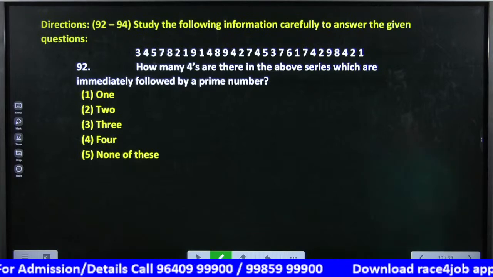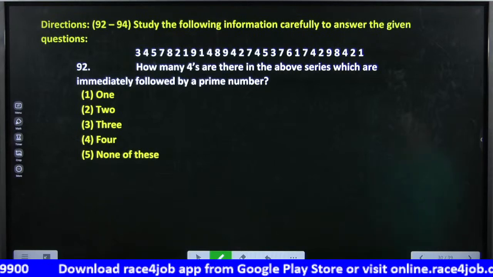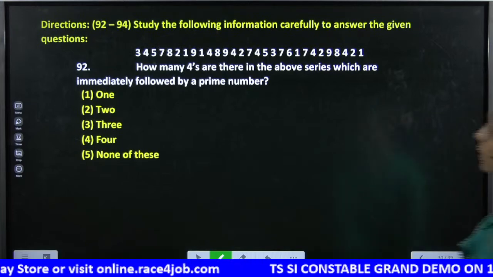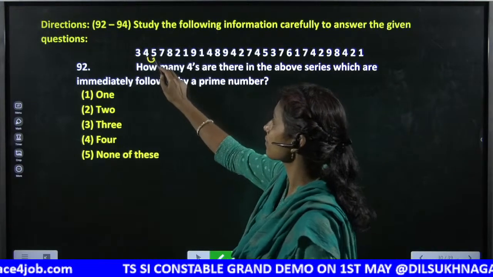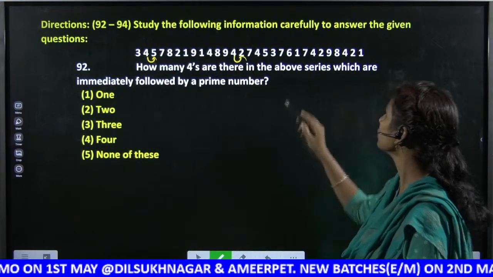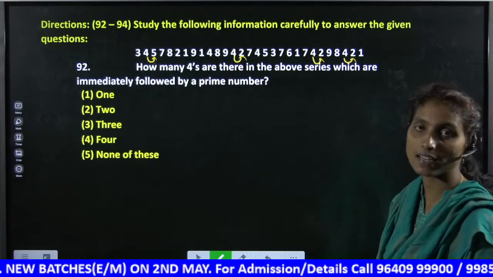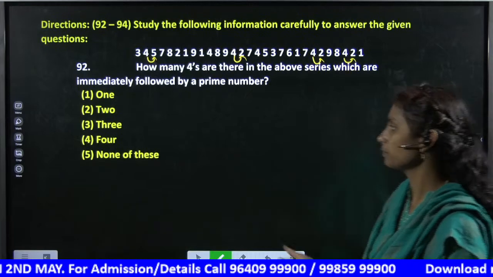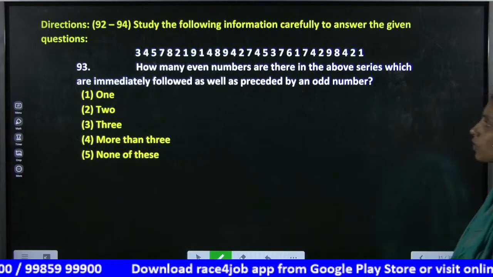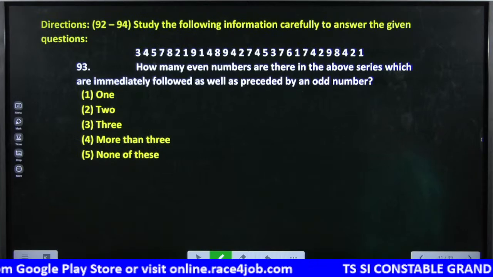How many 4s are there in the above series which are immediately followed by a prime number? Followed by a prime number, meaning after 4 we should have a prime number. Check it here. 4, after it is a 5, a prime number. 4, 2 is an even prime number. Here we have four 4s which are followed by a prime number. Option 4.